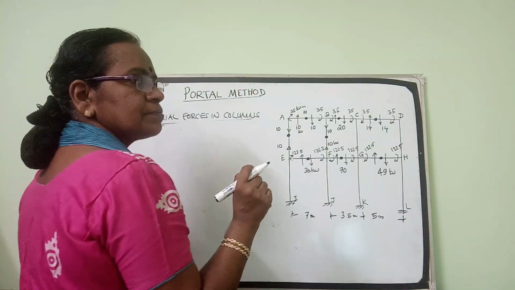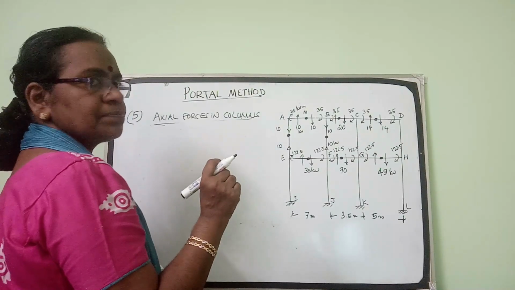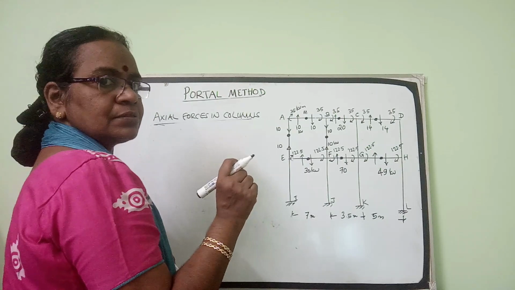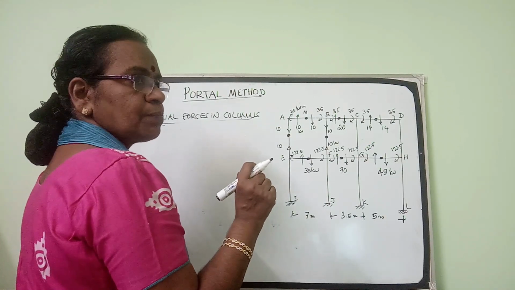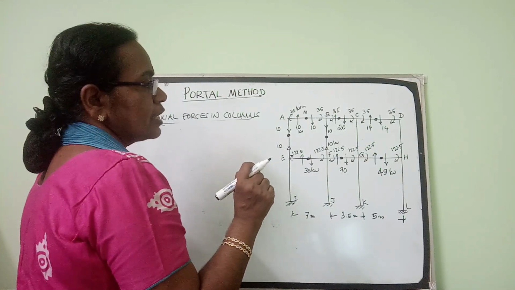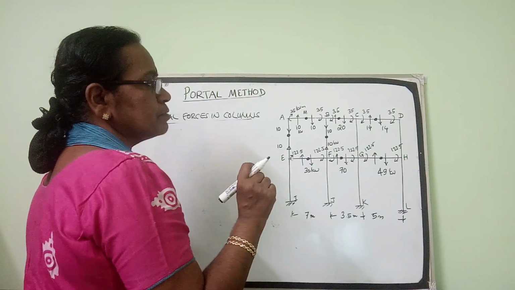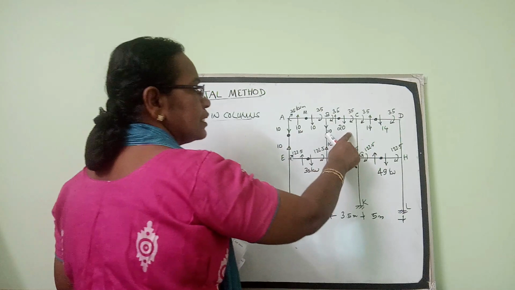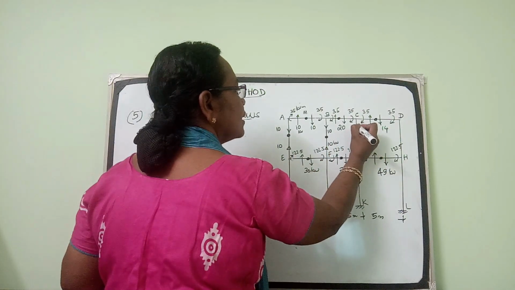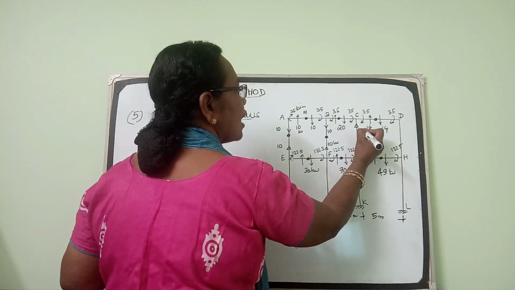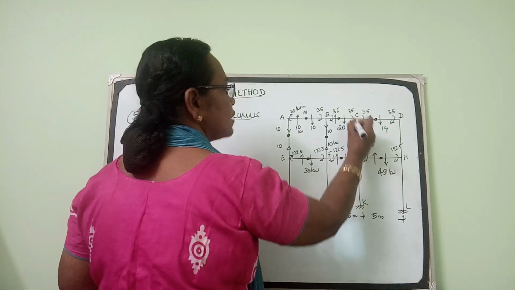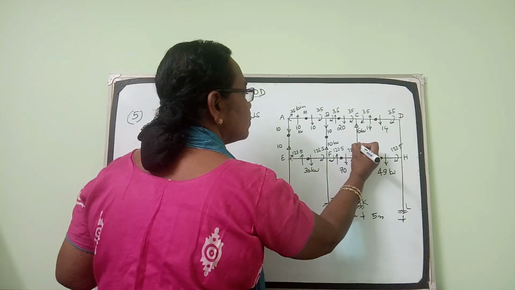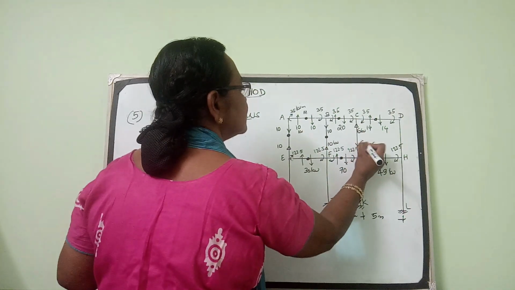So what is the algebraic sum? 20 is acting downwards, so minus 20. 14 is acting upward, so the algebraic sum is minus 6, or 6 kilonewton is the net downward force acting here. So the column force should be upwards to have equilibrium. If it is upward in this joint, it will be downwards.